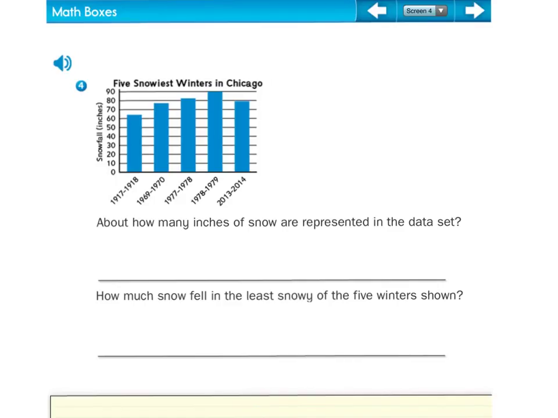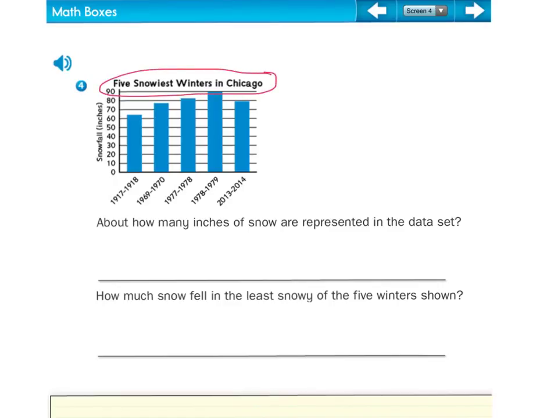Am I looking at the number of candy bars that students like? Am I looking at how many hours they spend on electronics during the day? What is it that data is showing? And in this case, it's showing the 5 snowiest winters in Chicago.